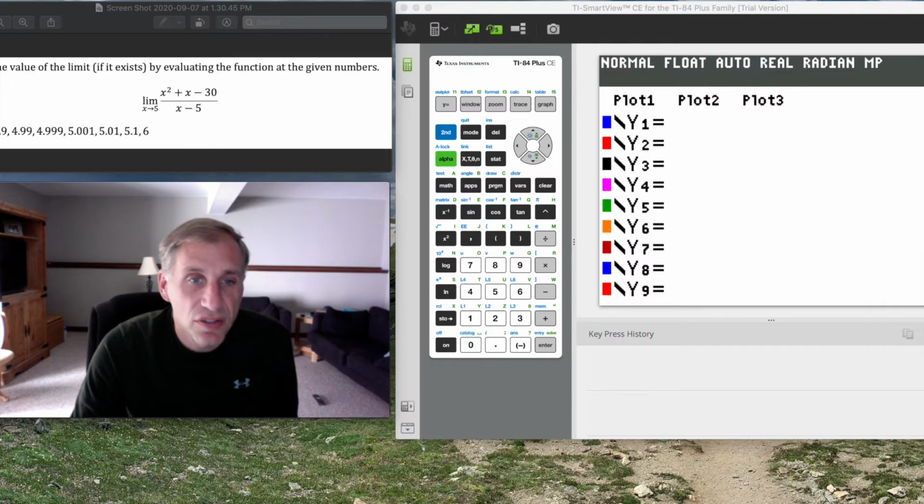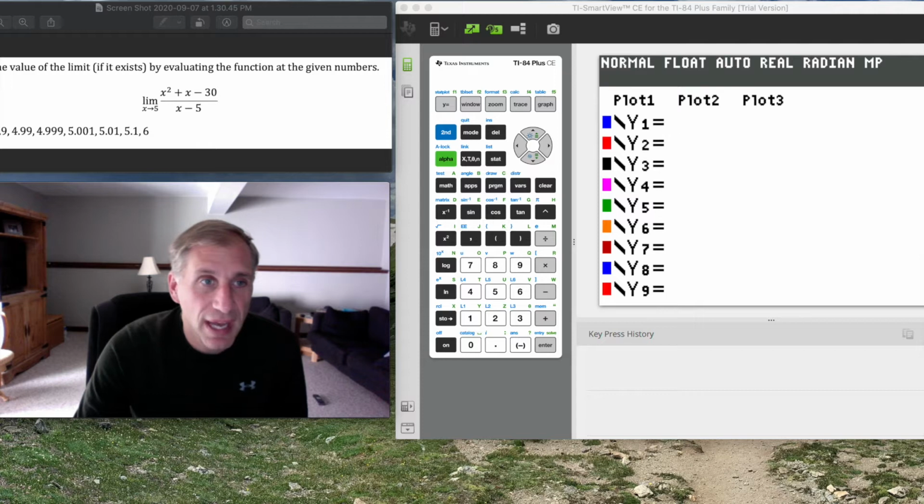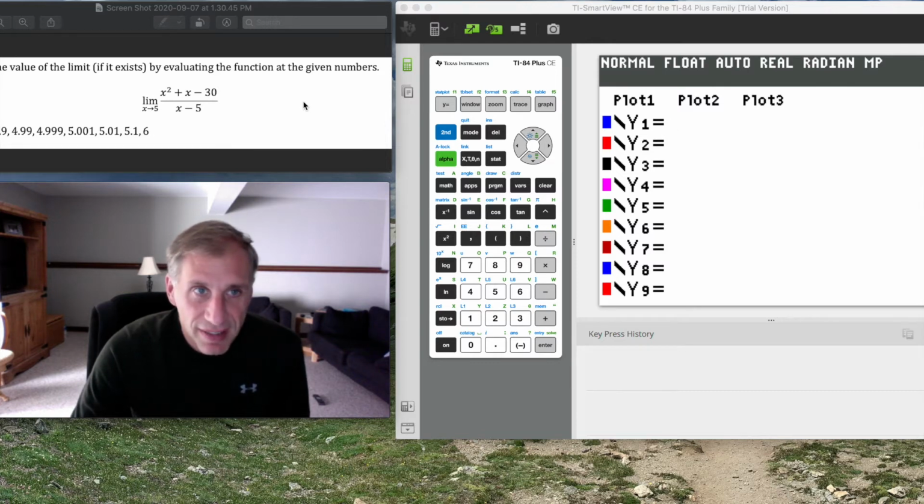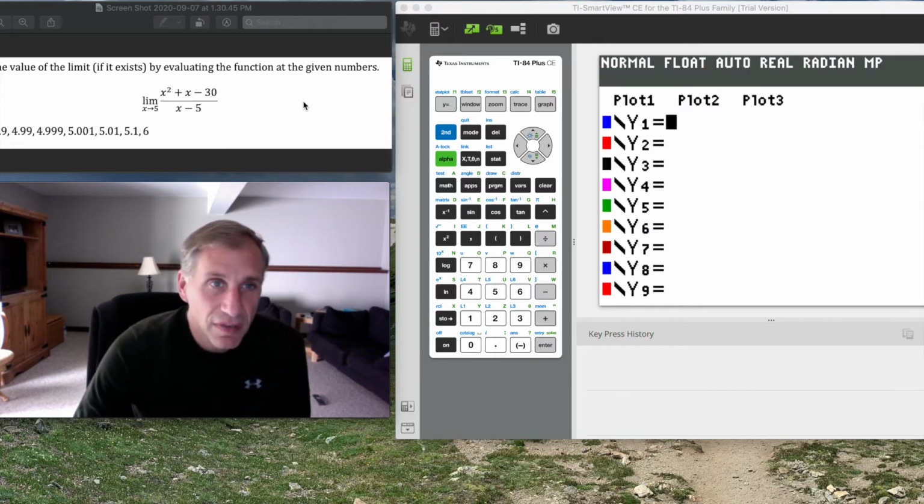Evaluate limits two ways today. We're going to look at limits using tables, and we're going to look at limits using graphs. And we're going to deal with the algebra side in the next lesson. So here's a problem that says guess the value of the limit if it exists by evaluating the function at the given numbers. So we are going to evaluate this limit as x approaches 5.